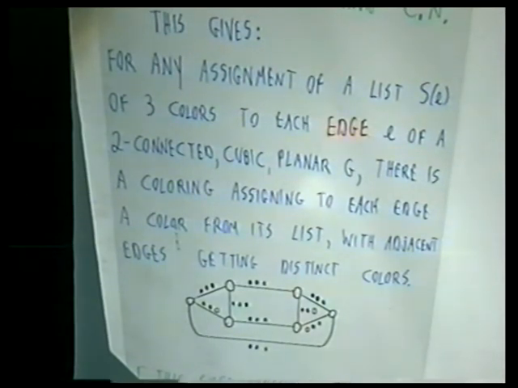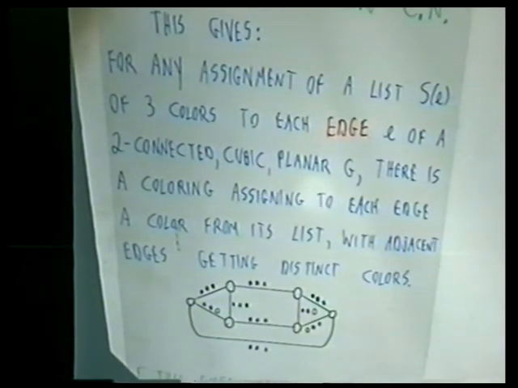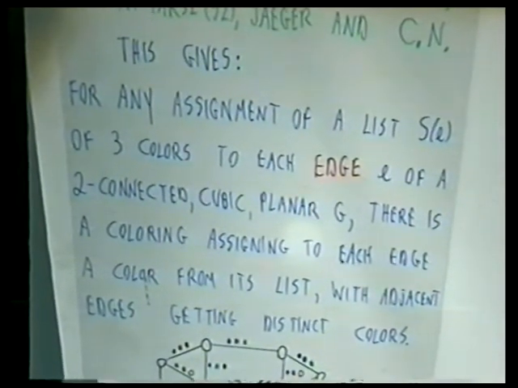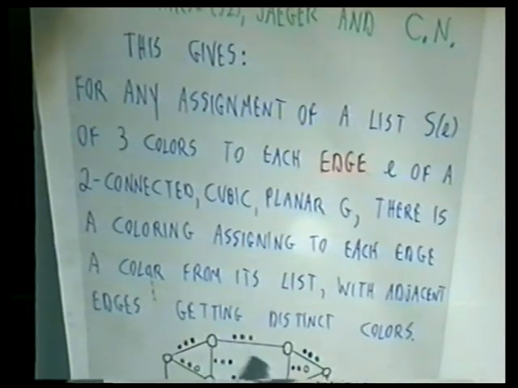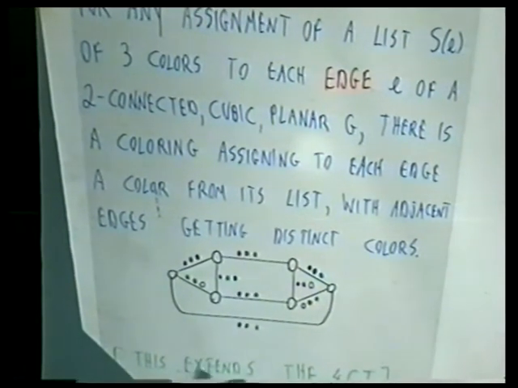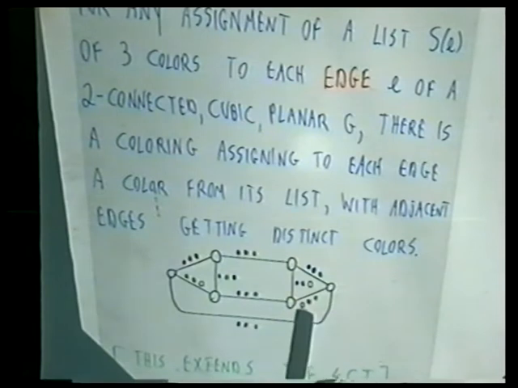Now here is something somewhat stronger, and for this one has to use some of these things. Suppose you give me such a graph as you see in the picture here: planar, cubic, two-connected. And now for each edge, you give a list of 3 colors. So now not all the edges are allowed to be colored by 1 or 2 or 3, but they can use any of some 3 colors. You see that this edge I allow you to color by blue, red, or green, and this edge you can color by, I don't know, white, red, or green, and so on. That's 3 colors.